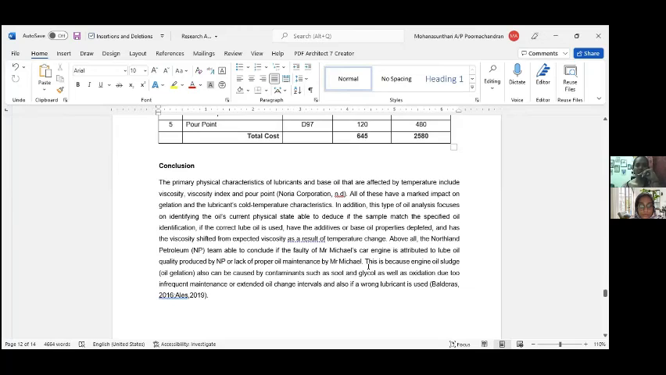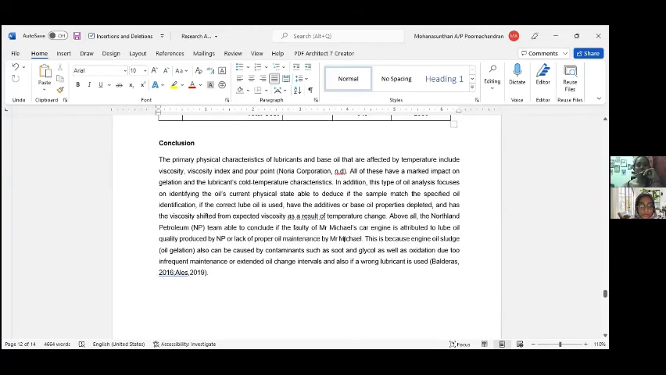Michael. Because of the oil gelation observed, we cannot only blame the oil, it could also be due to contaminants. Mr. Michael also removed some of the parts in the car, right? I don't remember. He removed the heater. Yeah, he removed the heater. So the first thing we want to know is the temperature.